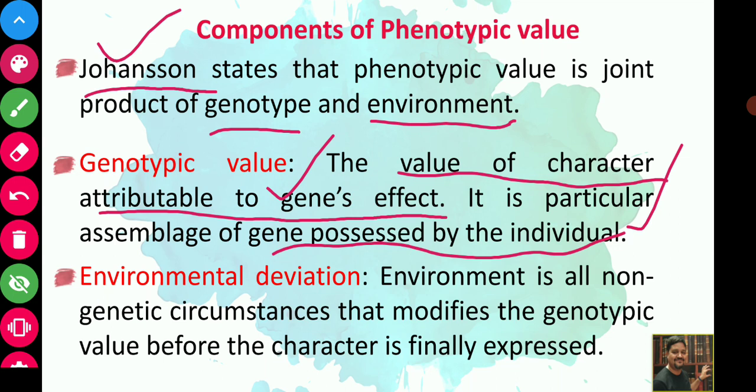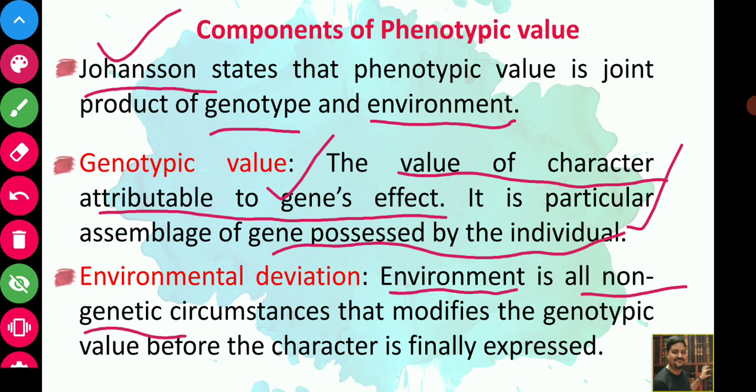In a similar way, why is it called environmental deviation? An individual possessing a particular gene has to express a particular character. But due to the presence of a certain environment, there is a deviation between the expressed value and the capacity of that individual to express the value. That deviation is known as environmental deviation. Since it is deviating the expression, it is called environmental deviation. So what is environment? It is all non-genetic circumstances.